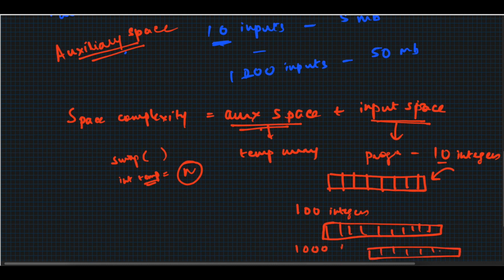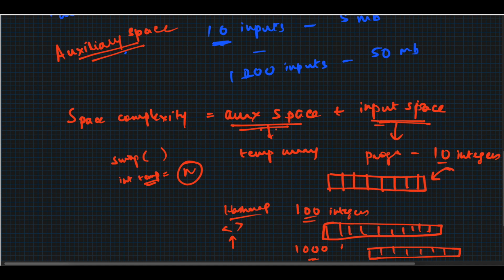So what we can see is the input space is being increased exponentially as we increase the number of inputs. It is not a one-time usage. Think of a hash map. You're storing something in the hash map, and you keep adding entries to your hash map as and when your inputs increase. Today you have 10 integers, tomorrow you have 1000 integers. So we are taking additional space.